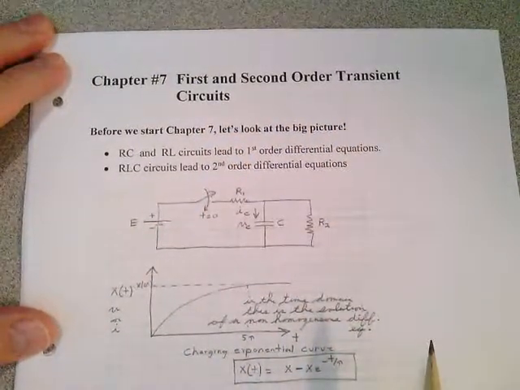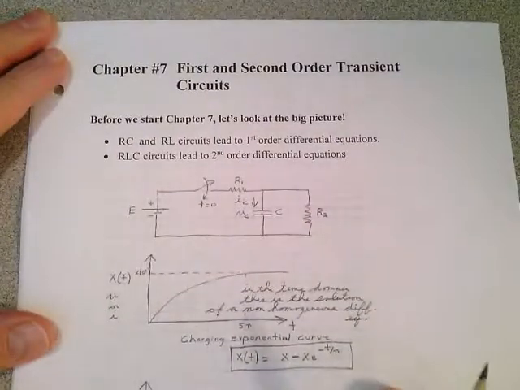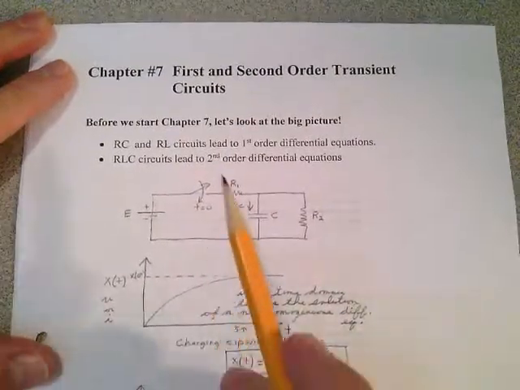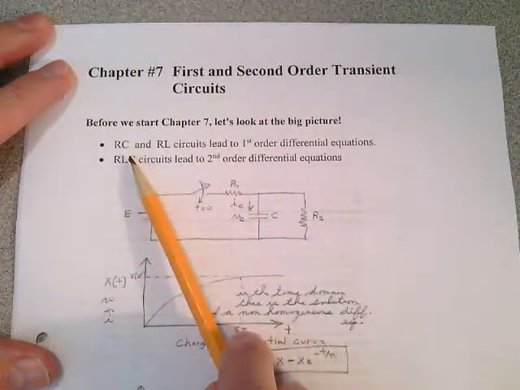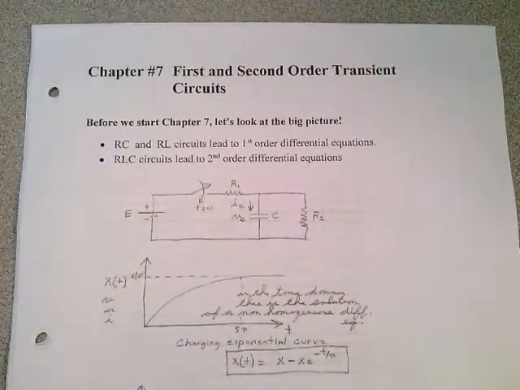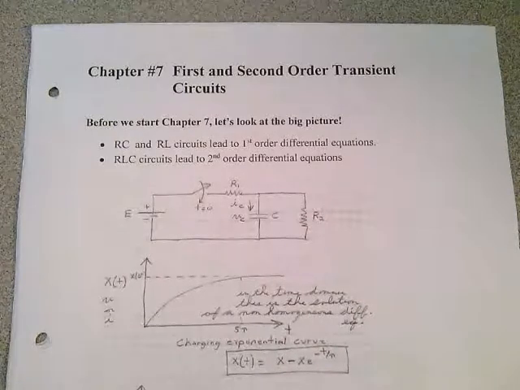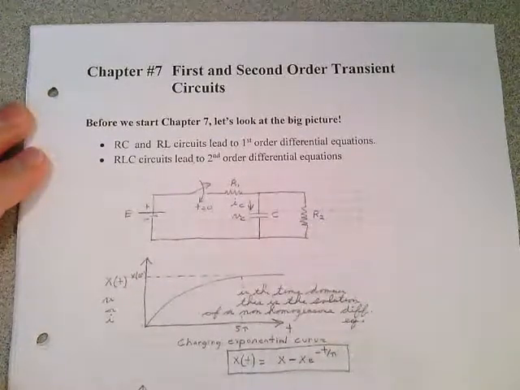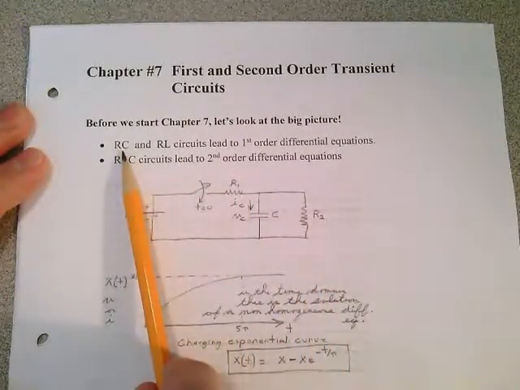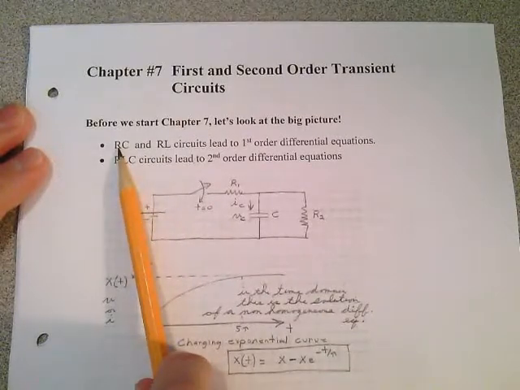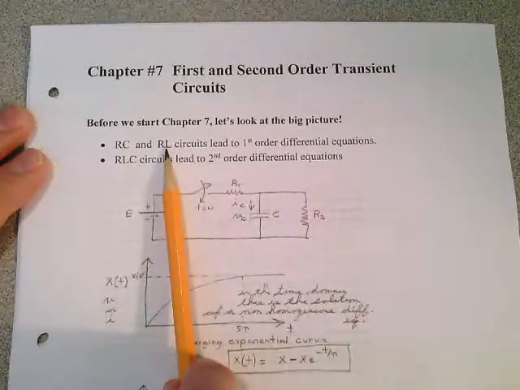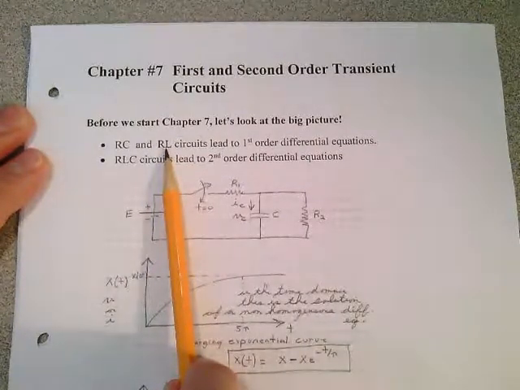But before we start the chapter, I want to look at the overall picture, so you understand where we're going here. RC and RL circuits lead to first order linear differential equations. So a resistor and a capacitor, or a resistor and an inductor in a circuit, similar to what you have here. If you have either one of these, a series of resistors and a capacitor, or a series of resistors and an inductor, it'll lead to a first order linear differential equation.